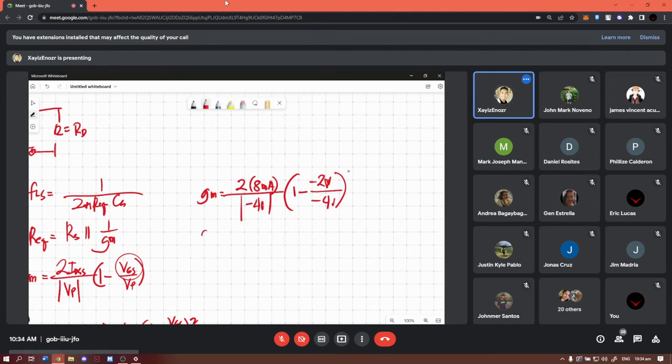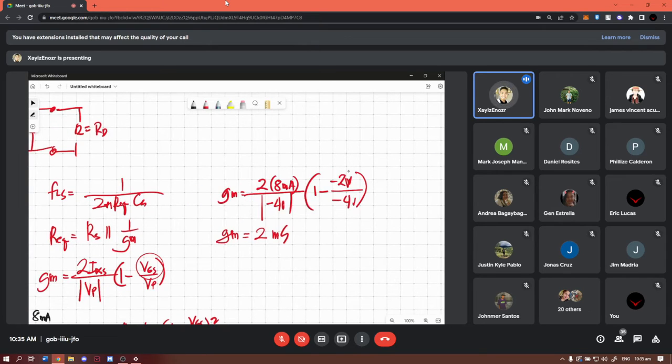So, how much is gm? Two mS. Okay, so how about the others? 16 milliamperes divided by 4, that is 4. So we have 4, okay? Therefore, we can determine R equivalent.